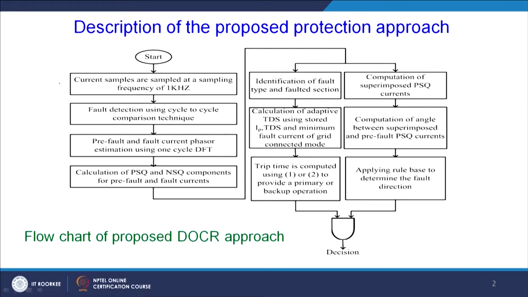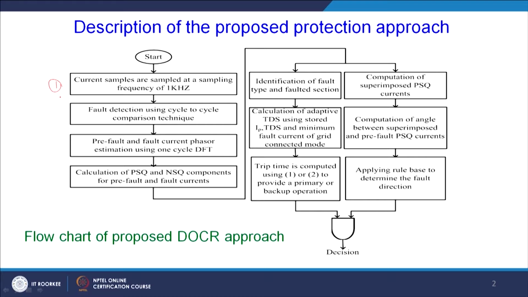In this lecture, we will discuss smart grid protection. In continuation to our previous lecture, we will continue with the adaptive protection schemes for the microgrid system. In the previous lecture, we discussed the adaptive protection scheme using the directional overcurrent relay, and in this flow diagram, these steps are involved.